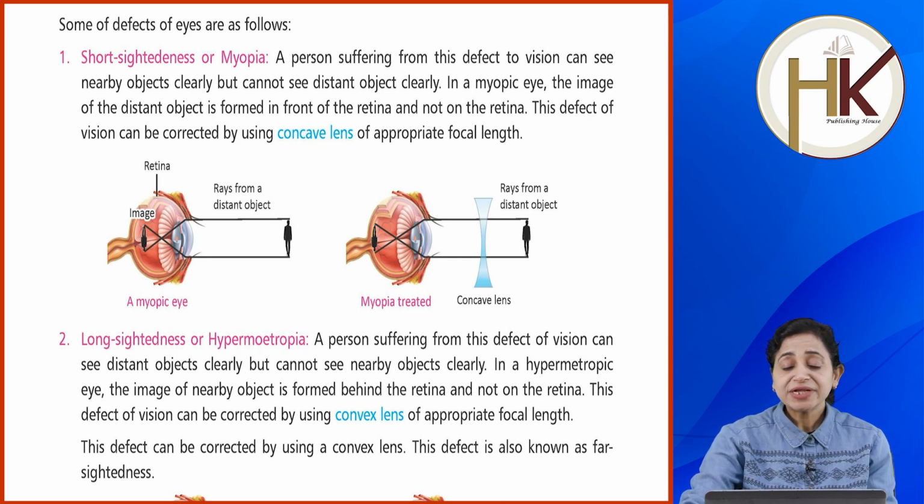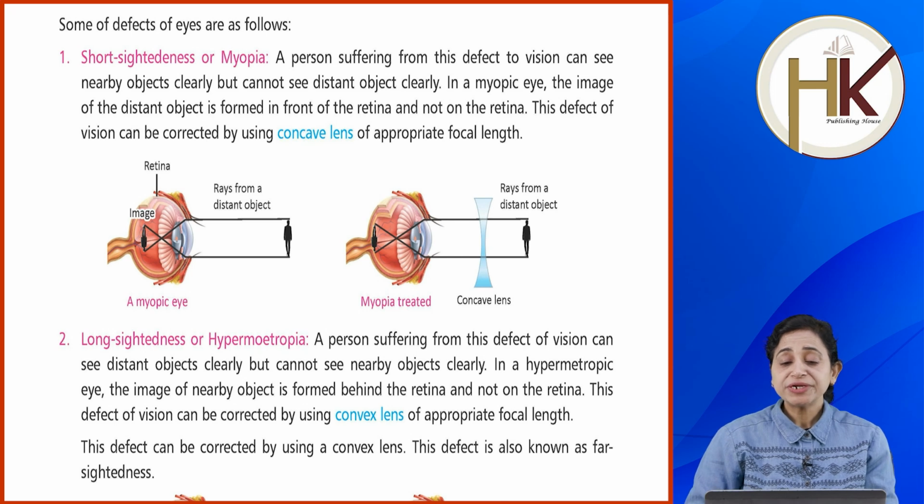And number 2, long-sightedness or hypermetropia. A person suffering from this defect of vision can see distant objects clearly but cannot see nearby objects clearly. In a hypermetropic eye, the image of a nearby object is formed behind the retina and not on the retina. This defect of vision can be corrected by using a convex lens of appropriate focal length.